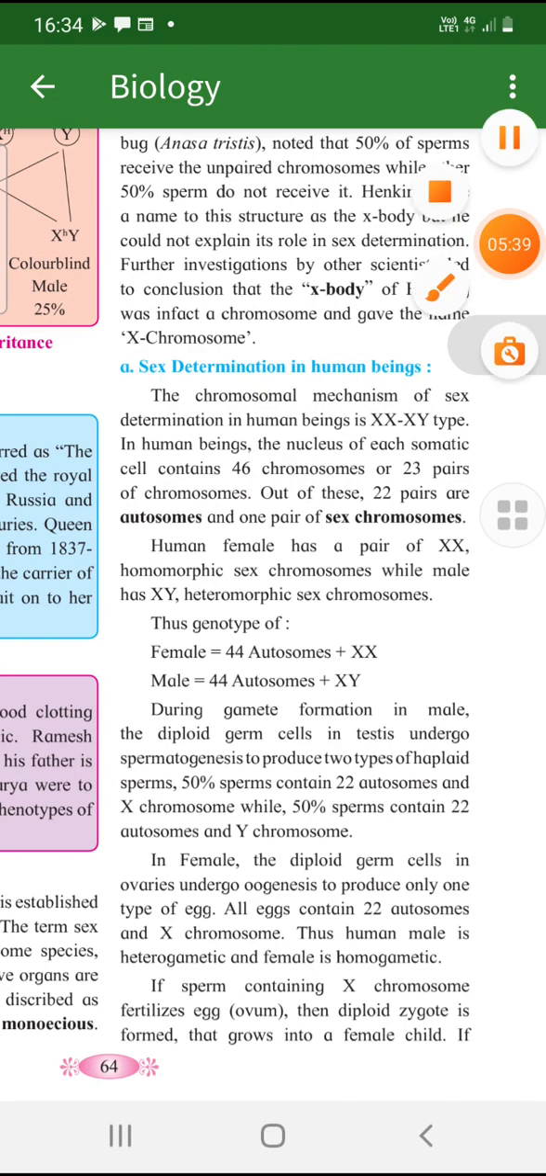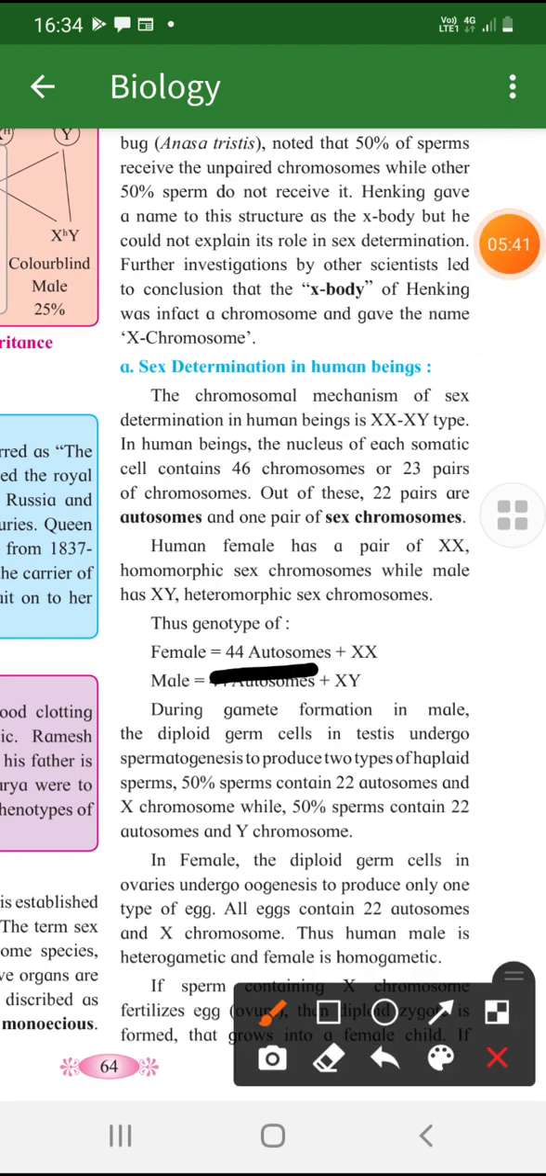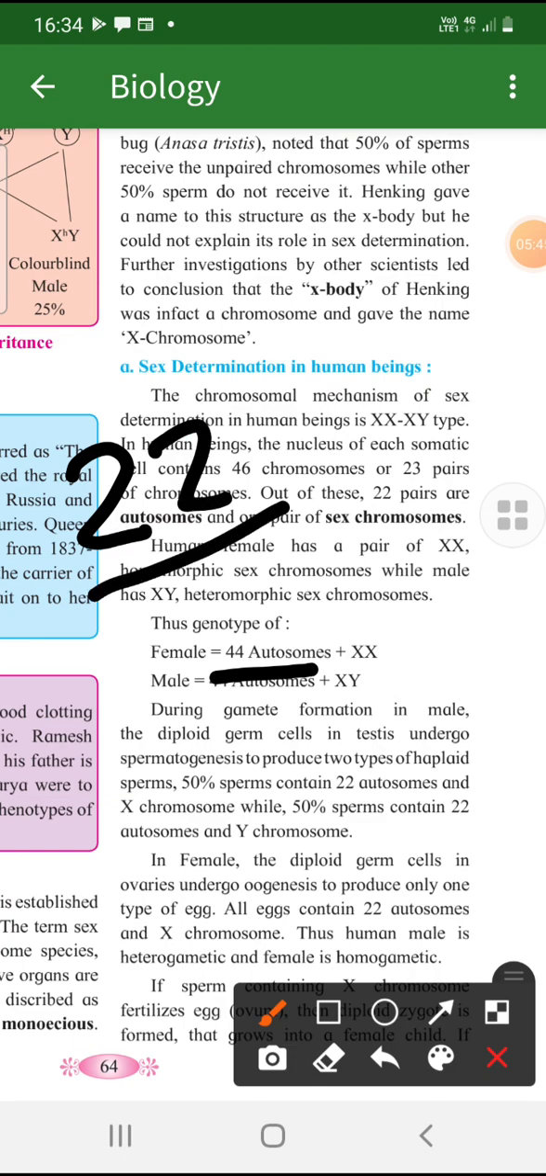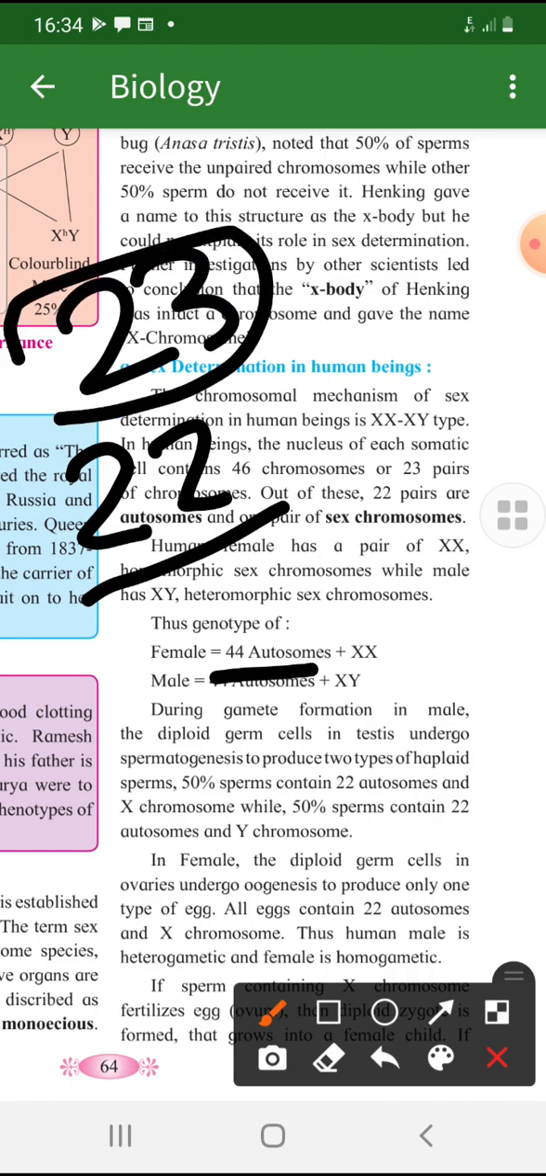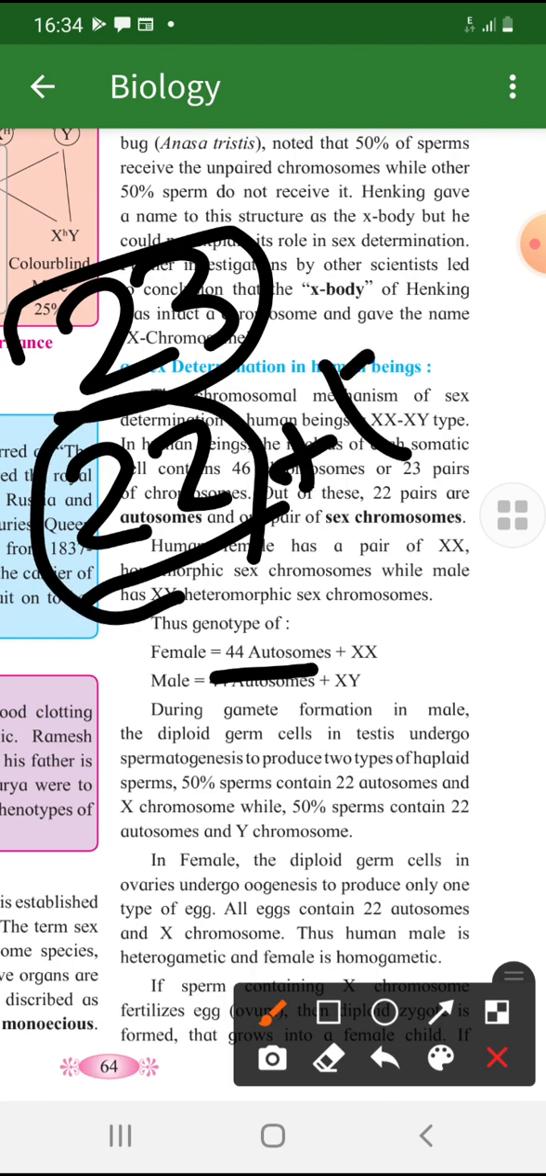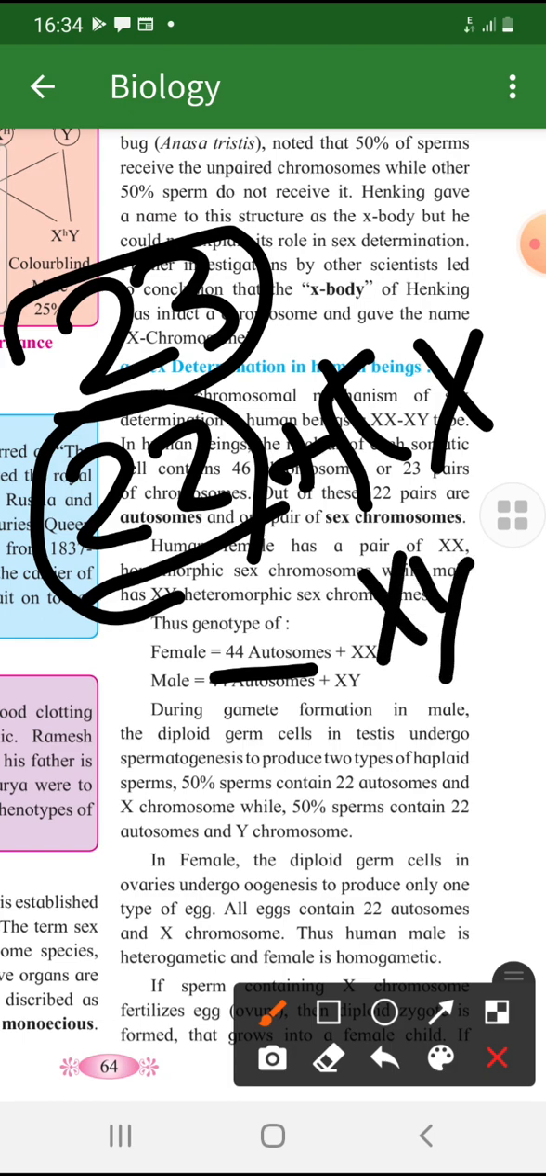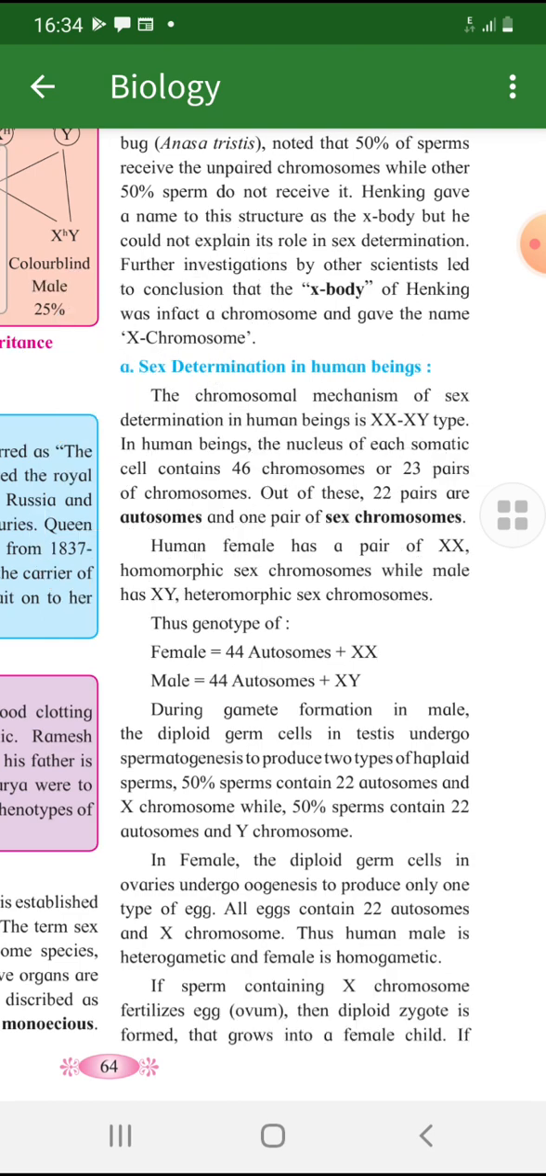The genotype is written like this: 44 for female, and the 44 means 22 pairs. How many chromosome pairs are inside the nucleus of a cell? It is 23 pairs. Out of 23, 22 pairs are autosomes and the rest would be either XX or XY. If it is XX, it's a female, or if it's XY, it's a male. So you can write it like this over here.